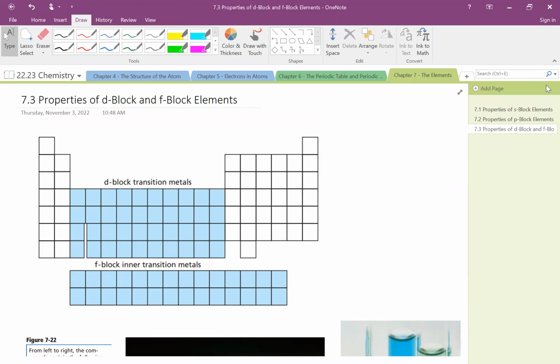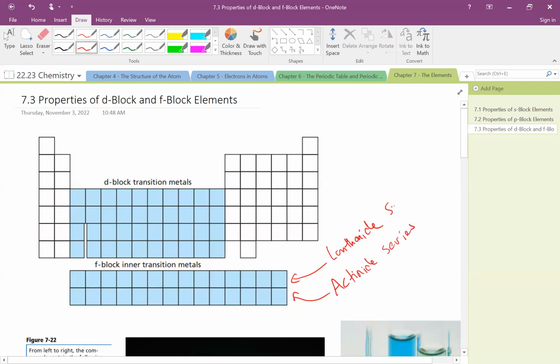I do want to make a note that we, as chemists, call the first row here, the first element in that is called lanthanum. So we call these the lanthanides, the lanthanide series. And then we call the second row, which is headed by actinium, the actinide series. And they're both series.